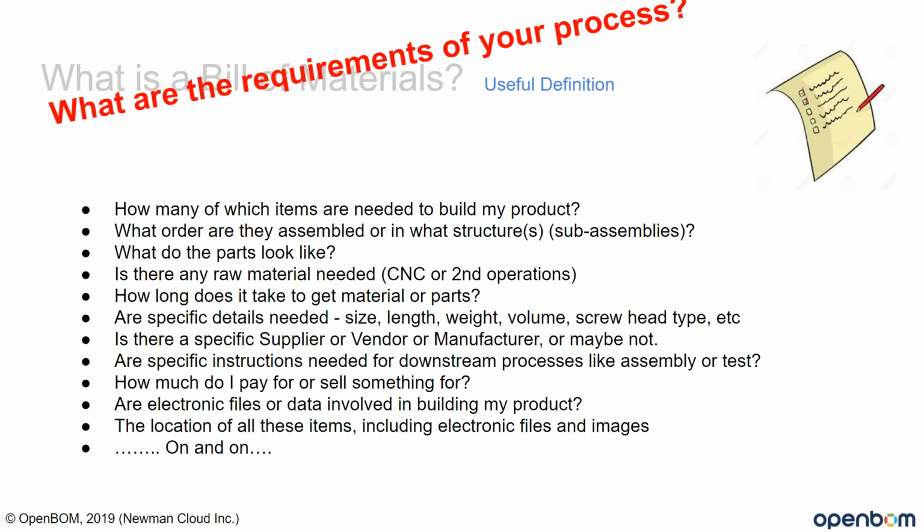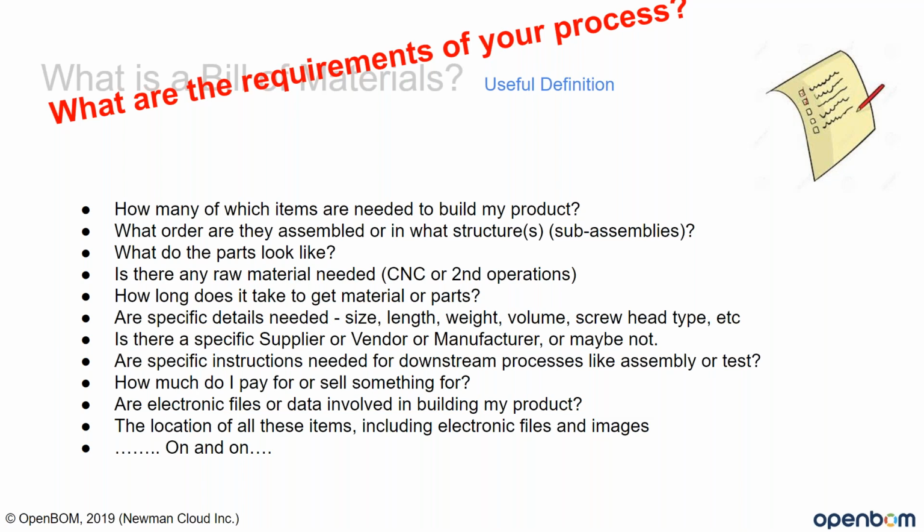At the top are a few of the obvious ones. How many of which item are needed in my process or to build my product? And there might be some sub-assemblies along the way. There might be an order of operations that needs to take place. That's something that my downstream manufacturing guys are certainly going to want to know.